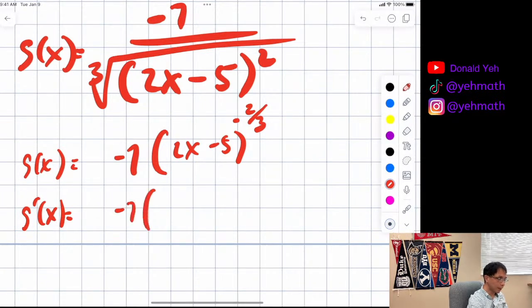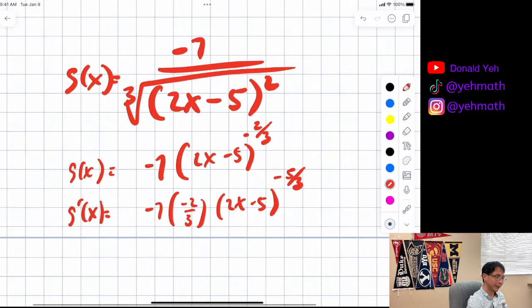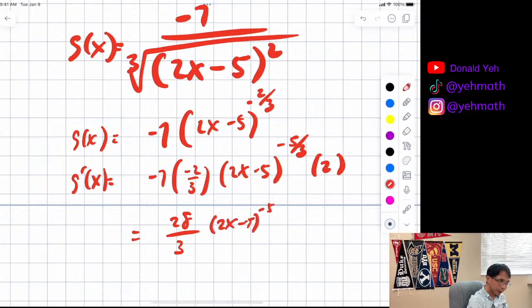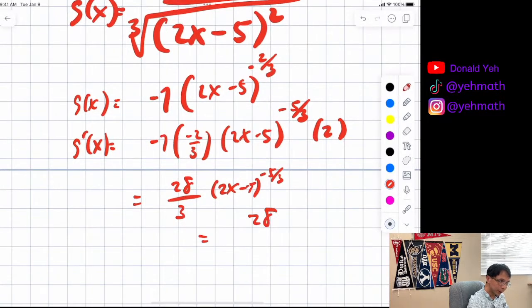Now it's going to be negative 7 times negative 2/3 times 2x minus 5 to the what? Negative what? No. Negative what? 5/3. Oh, that's okay. Let it out. 28, I think. Over 3, right? Times 2x minus 5 to the negative 5/3. I can change it to on the bottom now. 28 over 3 times 2x minus 5 to the 5/3.